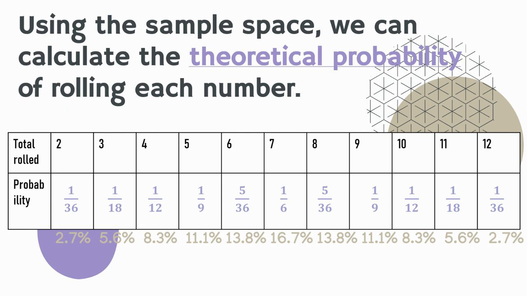And you can kind of see I filled all these in. A 4 would be 3 out of 36. 5 would be 4 out of 36. 6 would be 5 out of 36, etc. And notice it gets to 7. That one's the highest, and then you start going back down.